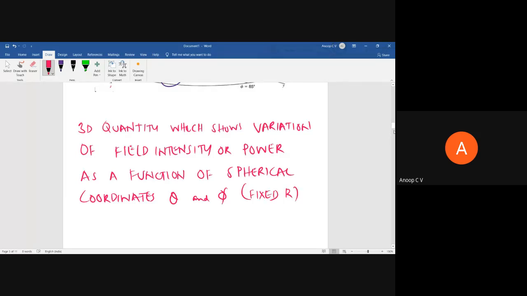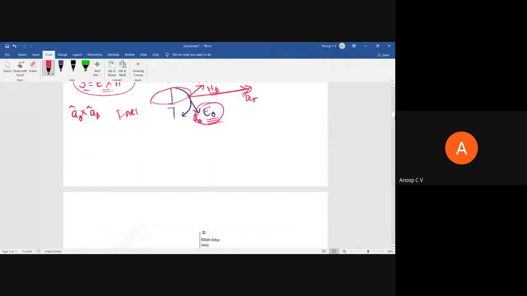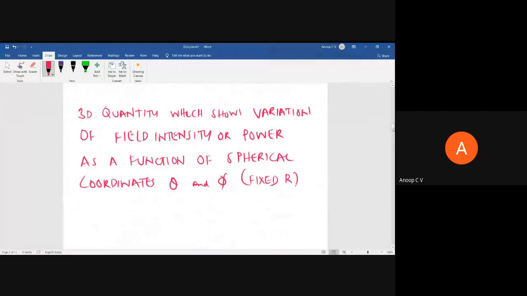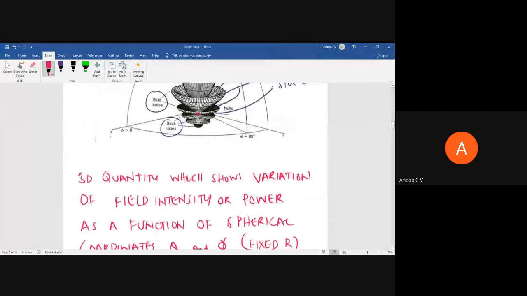You will keep the antenna at the origin, then you will travel over a sphere with some measuring device. Either you will measure field intensity or you will measure the power. So over a sphere, you will travel and measure the power, and you will note down, for each value of theta comma phi, what is the power or field intensity.